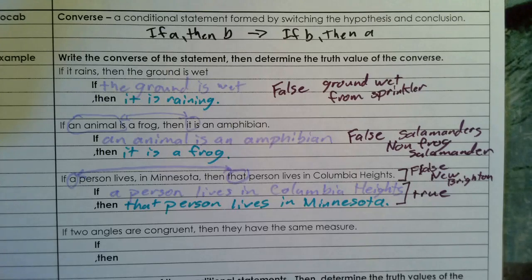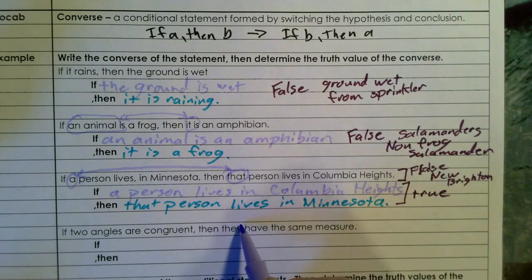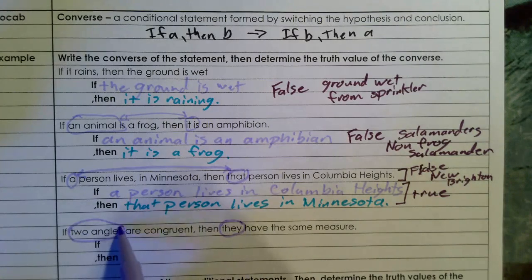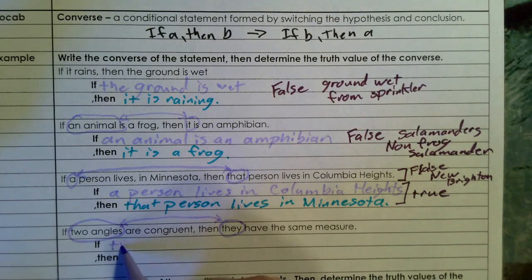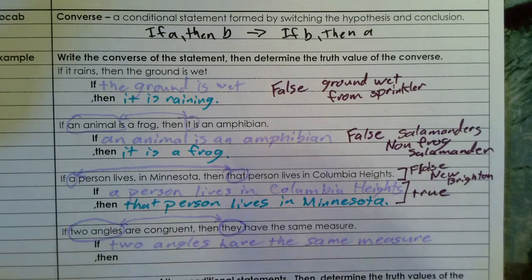All right. Last example here. If two angles are congruent, they have the same measure. So I'm going to have to do a little switch here. I'm going to take this "they" and the "two angles" and swap those around for grammatical sense. So if two angles have the same measure, then they are congruent.